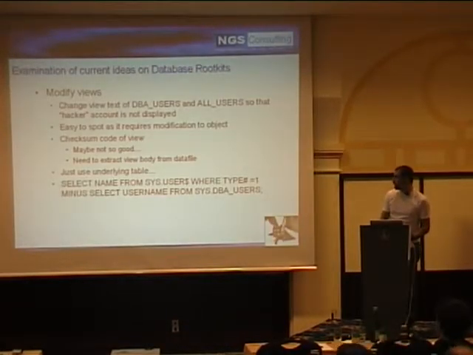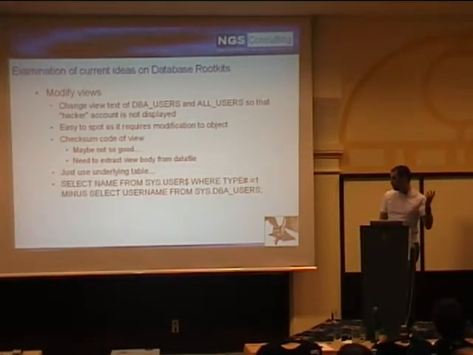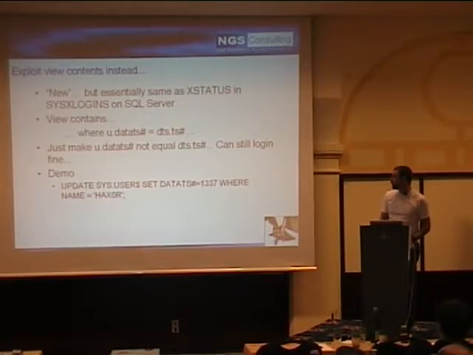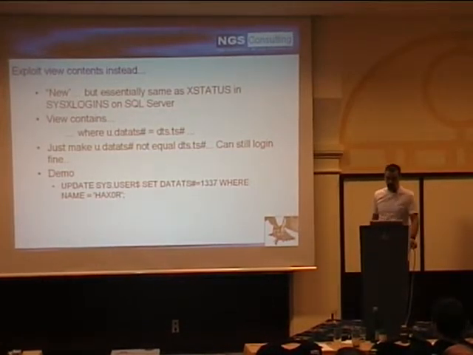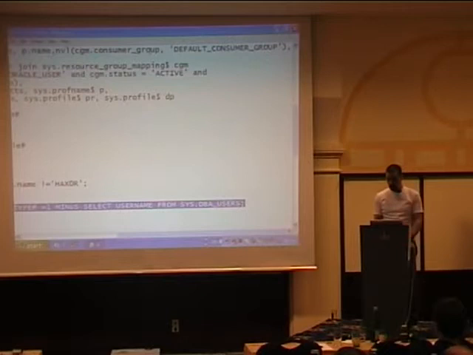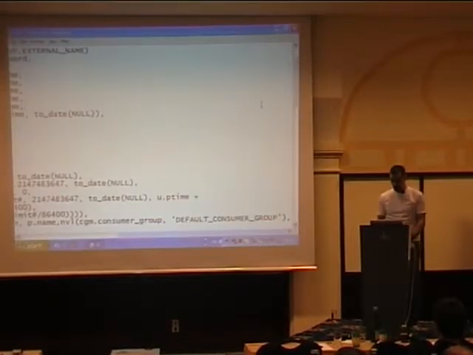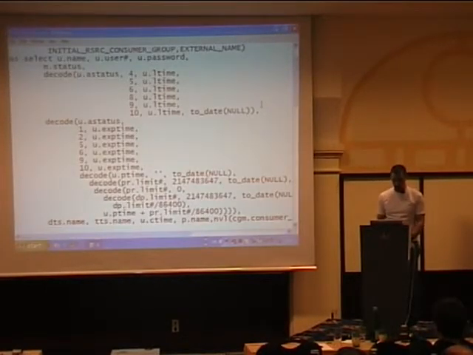Okay, so you get the idea. These are trivial to spot. We just check some of the code of the view, or just use the underlying table essentially. So rather than actually modifying the view itself, another way of achieving the same thing is to exploit the view contents instead. Now, what do I mean by that? Well, if we look at the text of the view, there's a whole bunch of predicates down here.